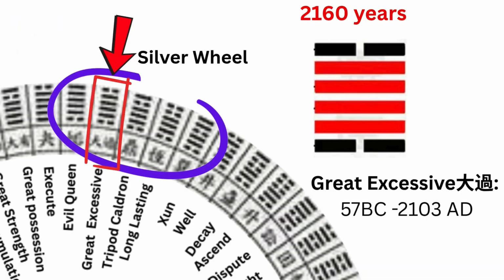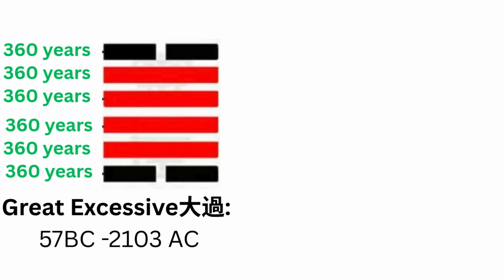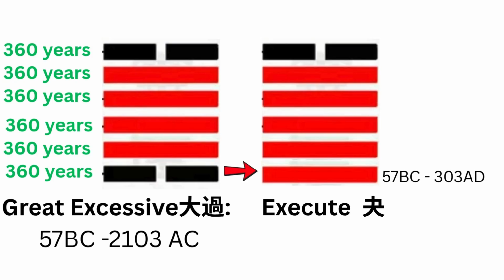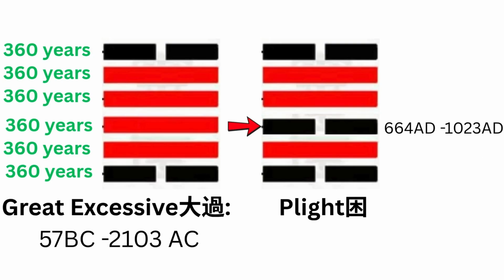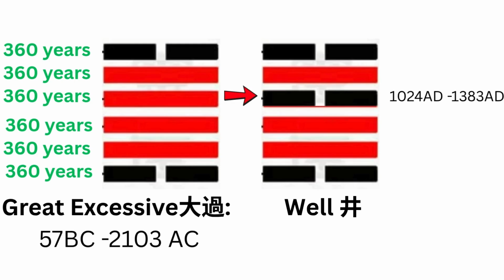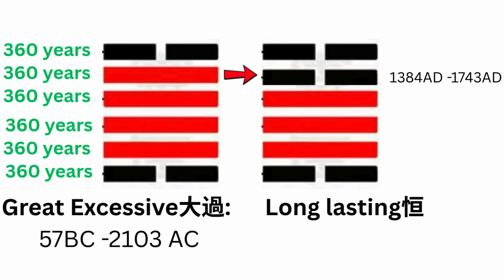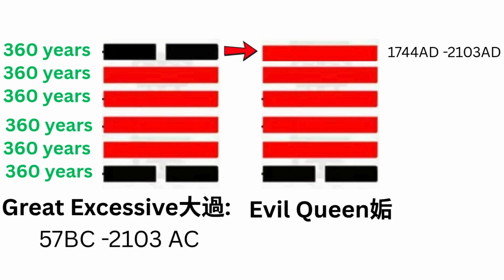By knowing that we are living in a time corresponding to hexagram, great excessive, in this silver wheel. Each Yao has a 360-year lifespan. When its first Yao changes, it turns hexagram executive. When its second Yao changes, it turns to hexagram sensation. When its third Yao changes, it turns to hexagram plight. When the fourth Yao changes, it turns to hexagram well. When the fifth Yao changes, it turns to hexagram long-lasting. And when the last Yao changes, it turns to hexagram Evil Queen.